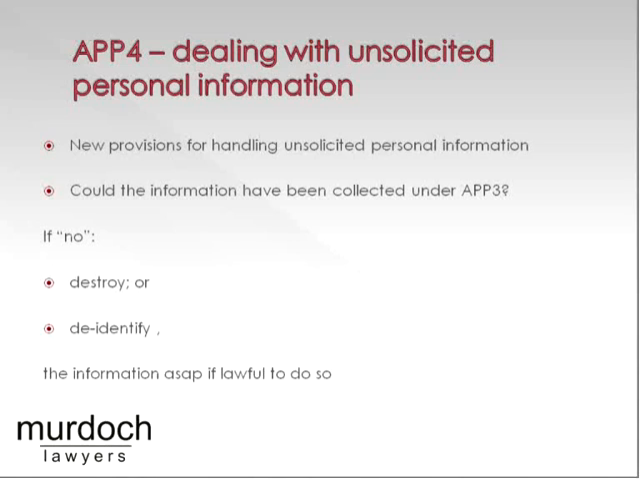APP 4 sets out the rules for dealing with unsolicited personal information. These are new provisions for how you need to handle information which you have not solicited or sought. The first test there is you need to assess whether that information could have been collected under APP 3. And remember, APP 3 is where you are required generally to collect that information from the person themselves. If the answer is no to that, then you need to either destroy the information or de-identify the information as soon as possible, if it's lawful to do so.